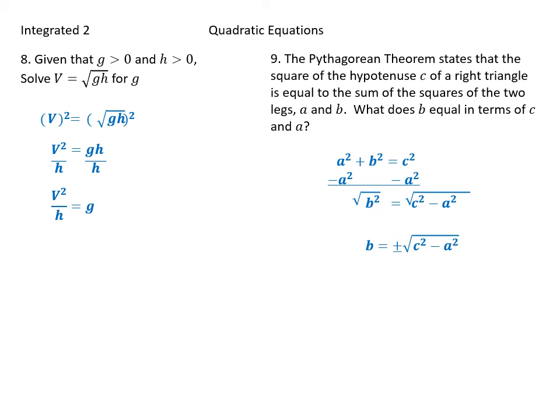But there's an issue with that because we're talking about the legs of a triangle. Can you have a negative distance? Not in this case. So that means we would just do the positive square root. And so our answer is b equals the positive square root of c squared minus a squared.